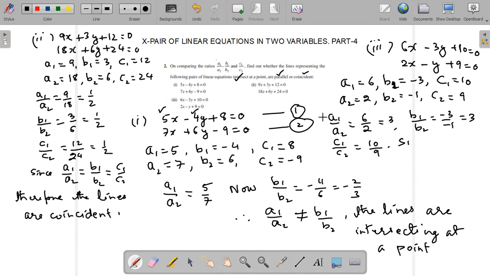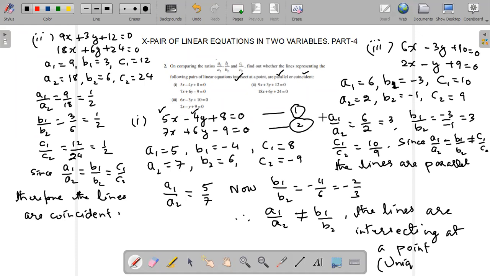So we got the condition a1 upon a2 is equal to b1 upon b2, both 3, but not equal to c1 upon c2, which is 10 upon 9, which is not equal to 3. Therefore, the lines are parallel. No solution.